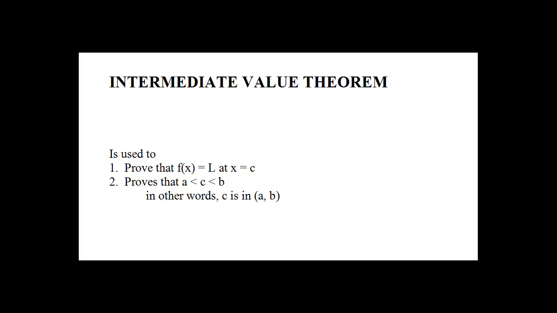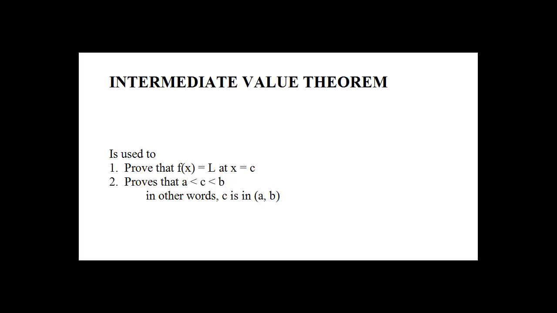The intermediate value theorem is our first opportunity to apply the concept of continuity. So what does the IVT, as we call this theorem, do for us? We can use the IVT to prove that on a given interval of x, the function will pass through a given y value at least once.